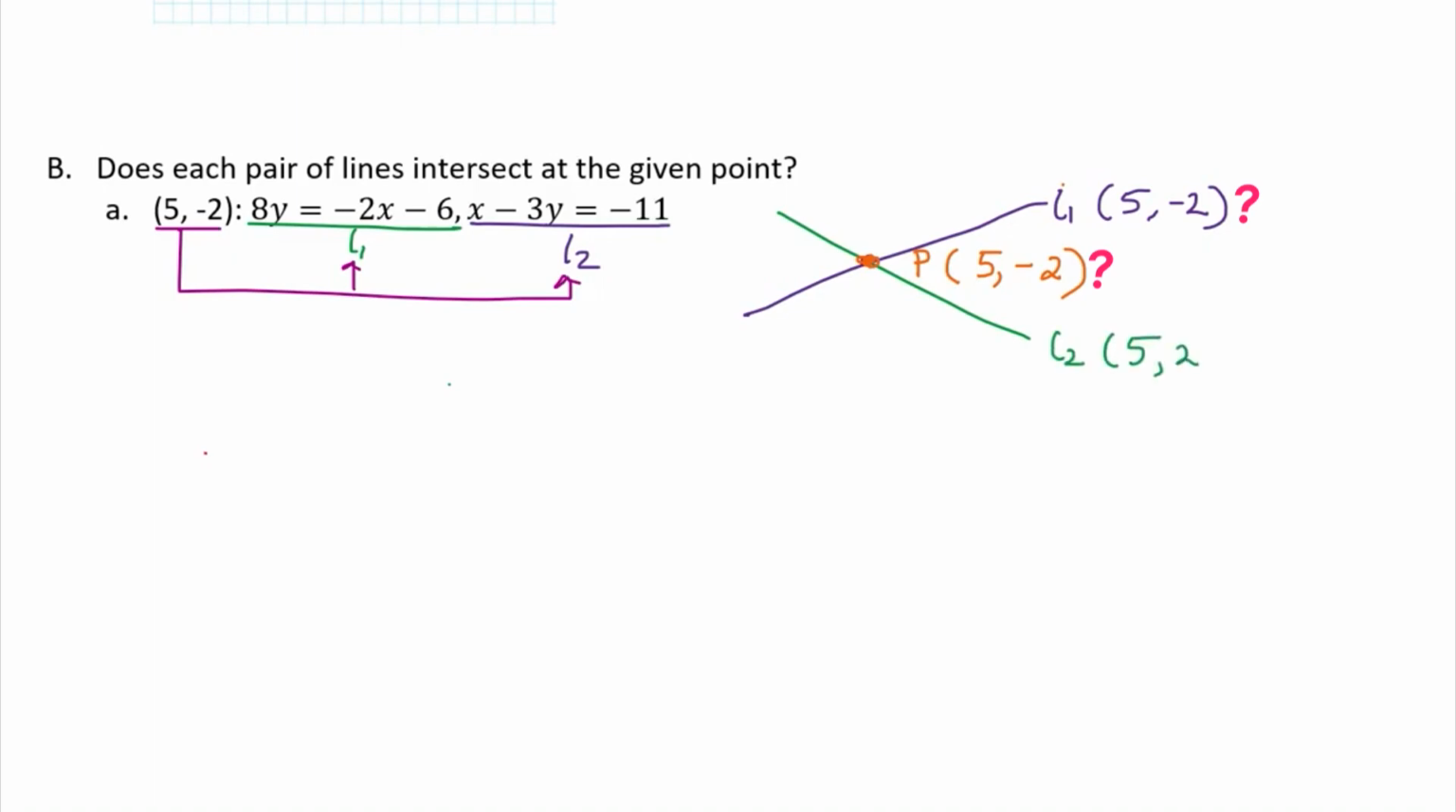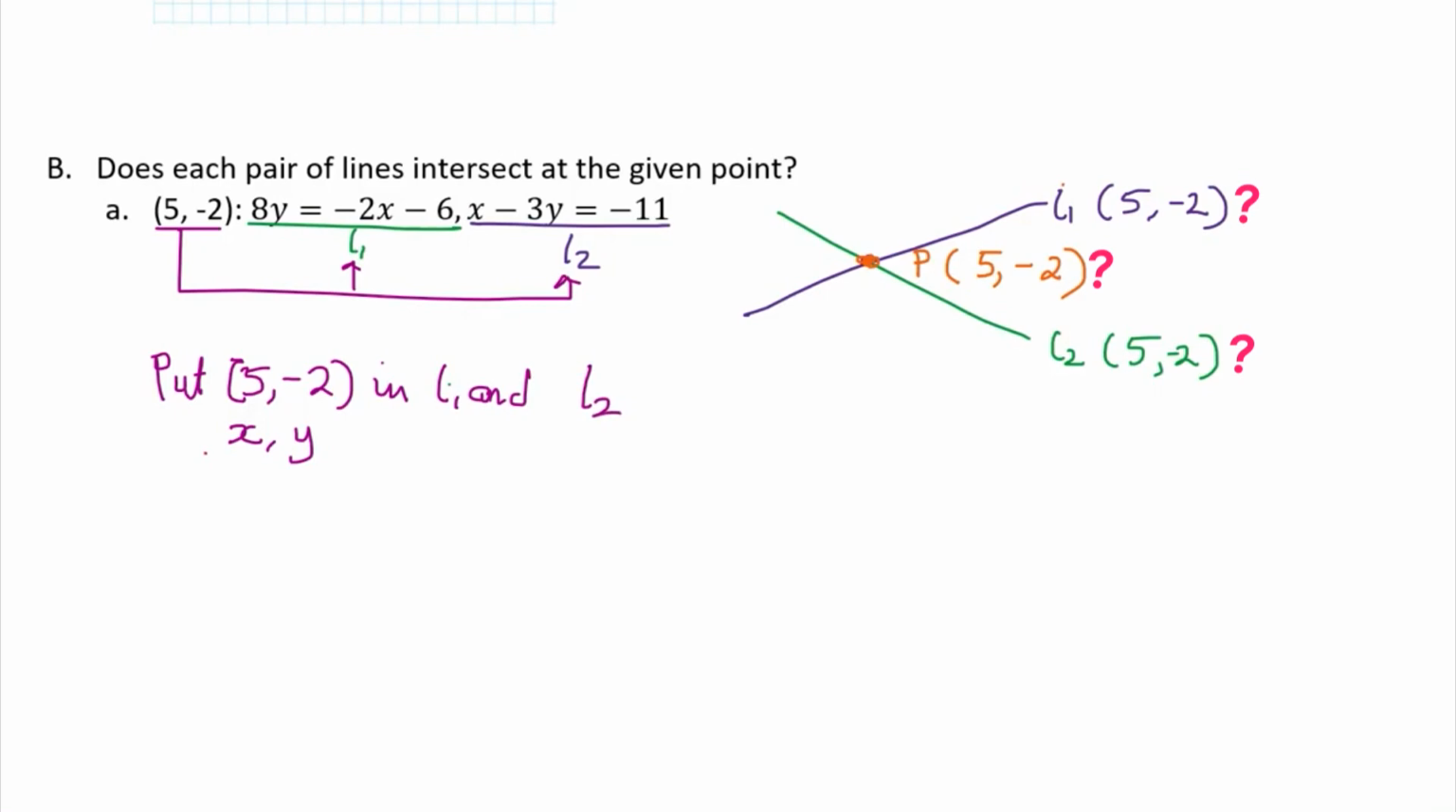Which means here that if I put both X and Y into each equation, I should get the left side to be equal to the right side. Or if I put X in both equations, I should get my Y's to be equal to negative 2. So in here we're going to perform the first strategy, which means that I will have to put 5 and negative 2, which is X and Y, in line 1 and line 2.